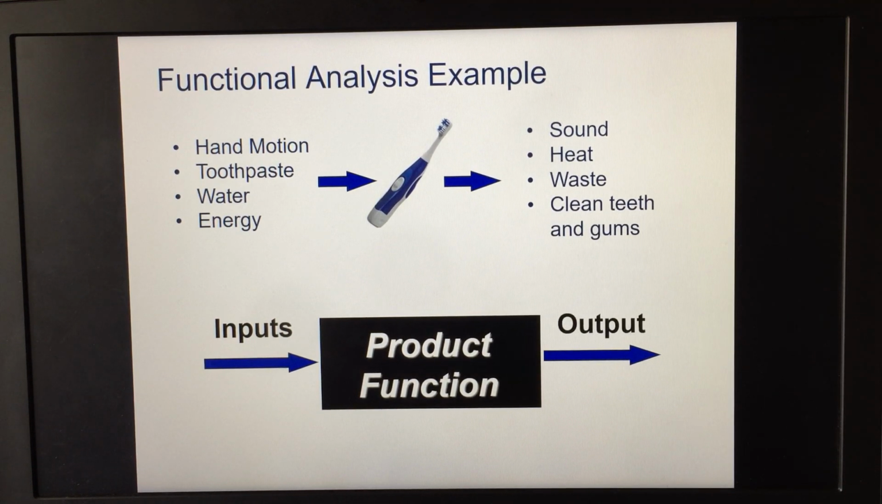So for the example of this, input would be the hand motion that you need to use the toothbrush. You need to utilize toothpaste, water, energy, and once you turn on the switch, you get sound, heat, waste, clean teeth and gums. But once again, we cannot see inside the toothbrush to understand how we go from one point to the other. And that's what our next analysis will be.